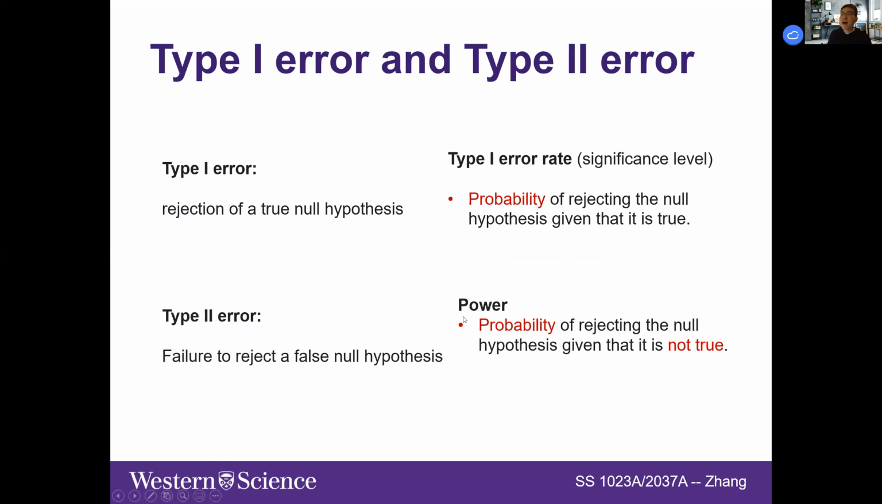And we also define the power. For type 2 error, that's quite weird: in statistics, we don't care about the type 2 error rate, but we care about the so-called power. The power is defined as the probability of rejecting the null hypothesis, given that it's not true.